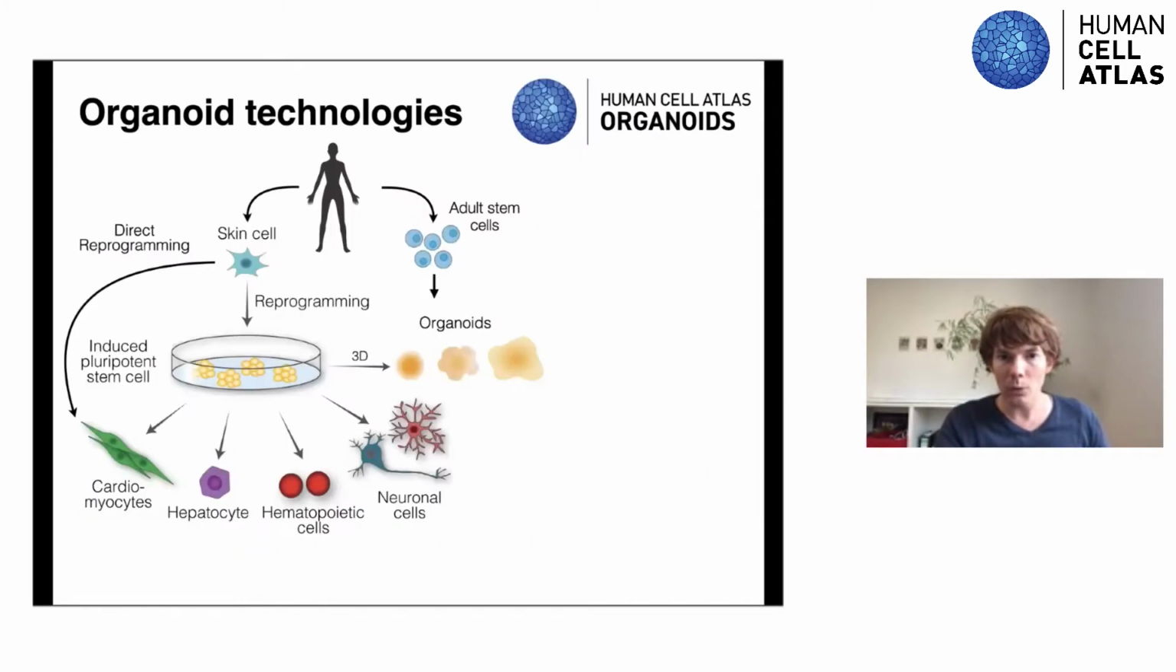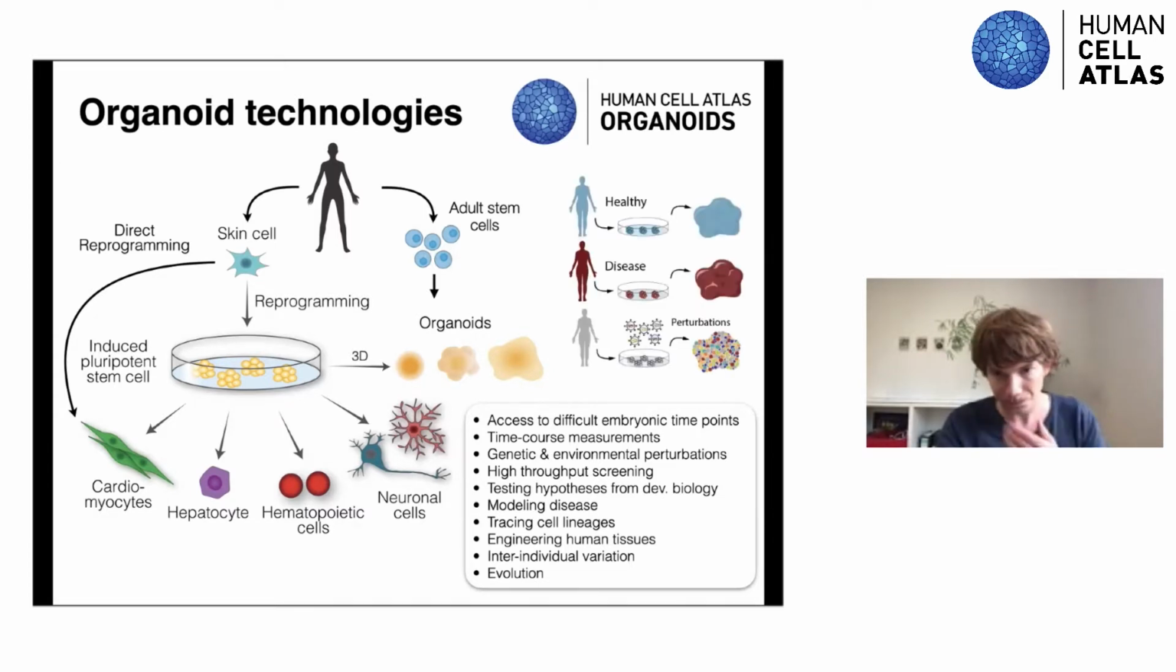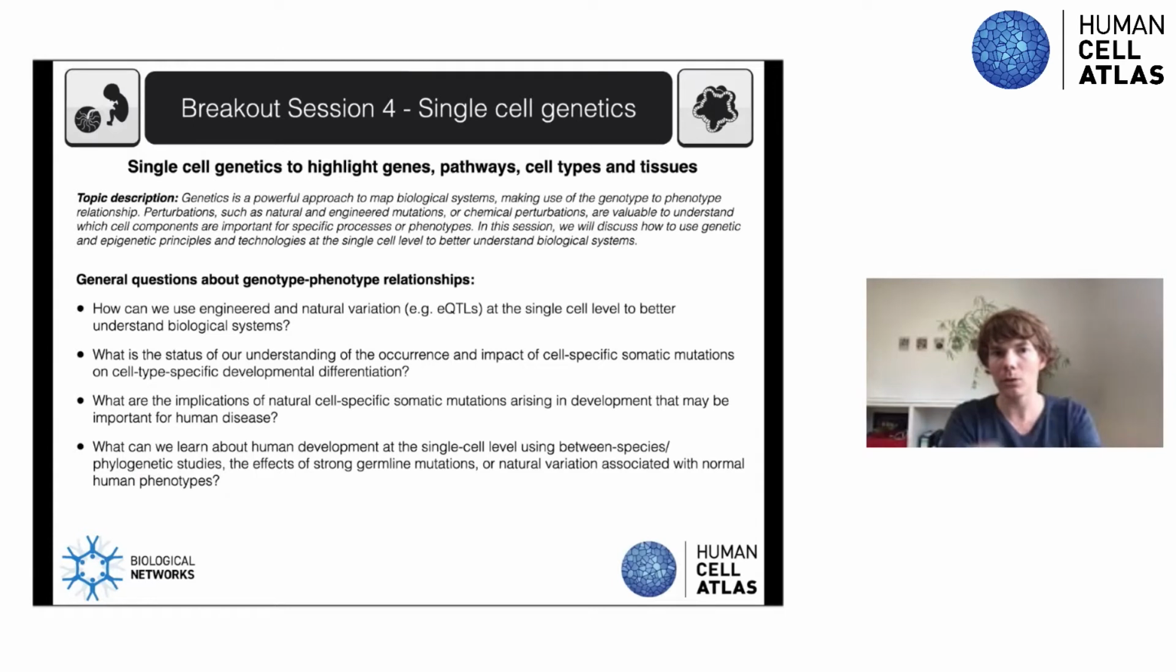And with that, we also overviewed a background of organoid technologies and how they might be used to enhance the cell atlas because of their various features: you can have access to difficult embryonic time points, you can do time course measurements, you can test perturbations, et cetera. So these can be useful systems to link genotype to phenotype. And so, with this as background, we tried to discuss how we can start to get insight into the genes and the pathways that are linking these two concepts, genotype and phenotype.